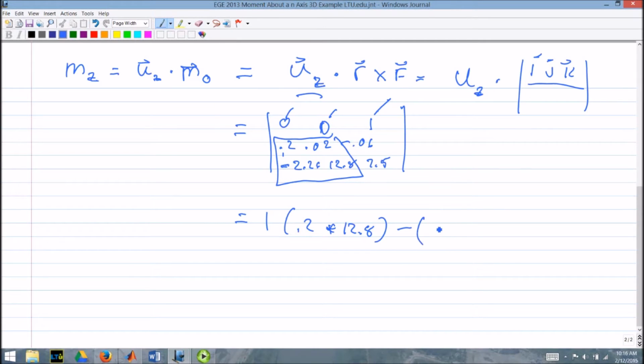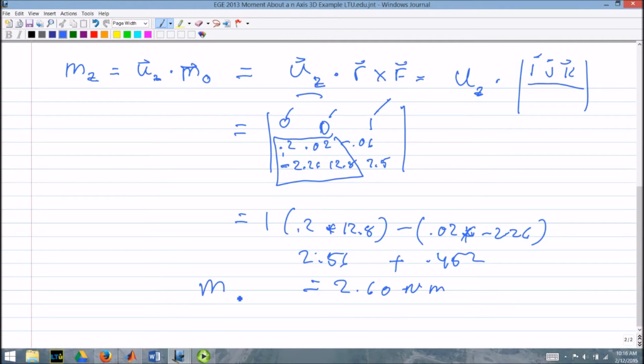minus 0.02 times minus 2.26, and that is equal to 2.56 plus 0.452, and that gives me my 2.60 Newton meters as the moment about the z-axis, okay? And that's the same answer we got back here, 2.60.